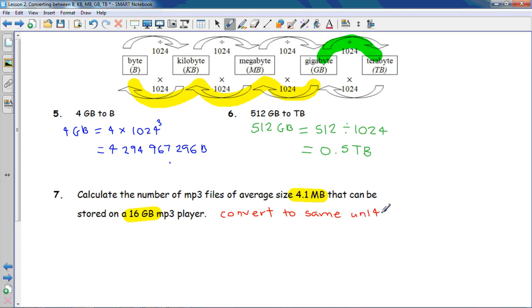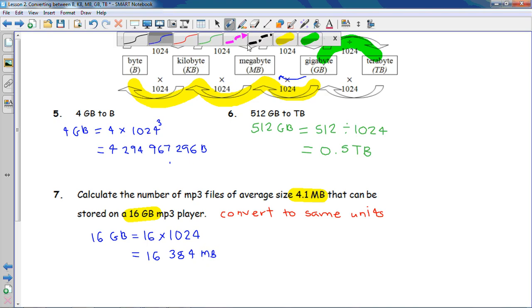Ultimately what we want to know is how many 4.1s can we fit into 16 gig. How many average size songs, 4.1 meg, can we fit into the whole MP3 player. So we're going to change our 16 gigabytes into megabytes, so we can divide through to see how many can fit. So 16 times, going from gigabytes to megabytes, we're multiplying by 1024. On your calculator, that will come up to be 16,384 megabytes.